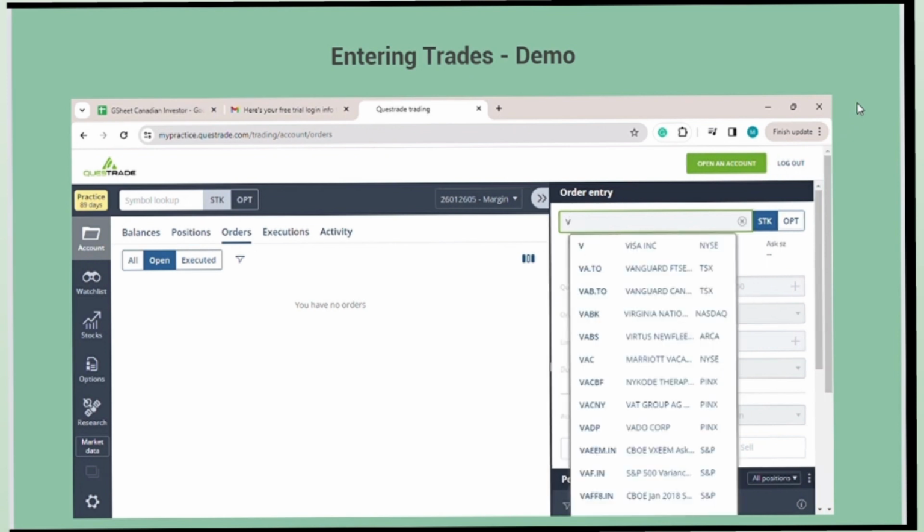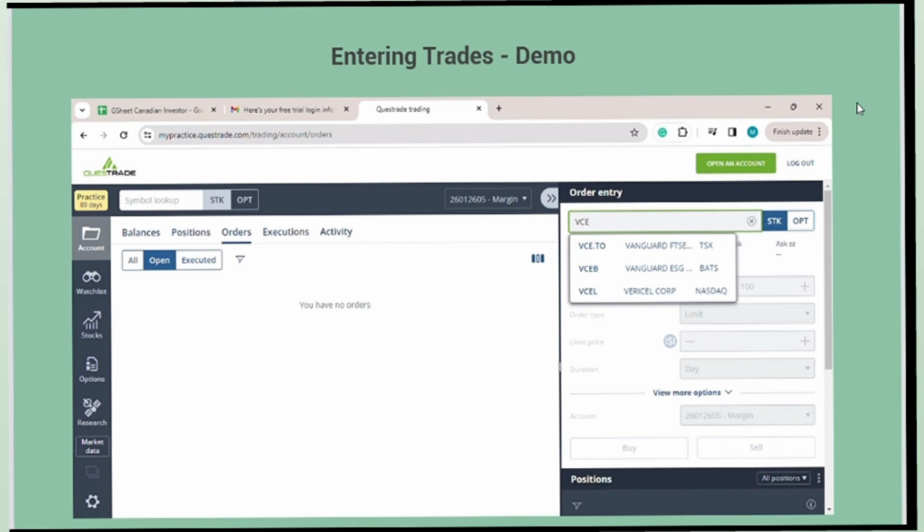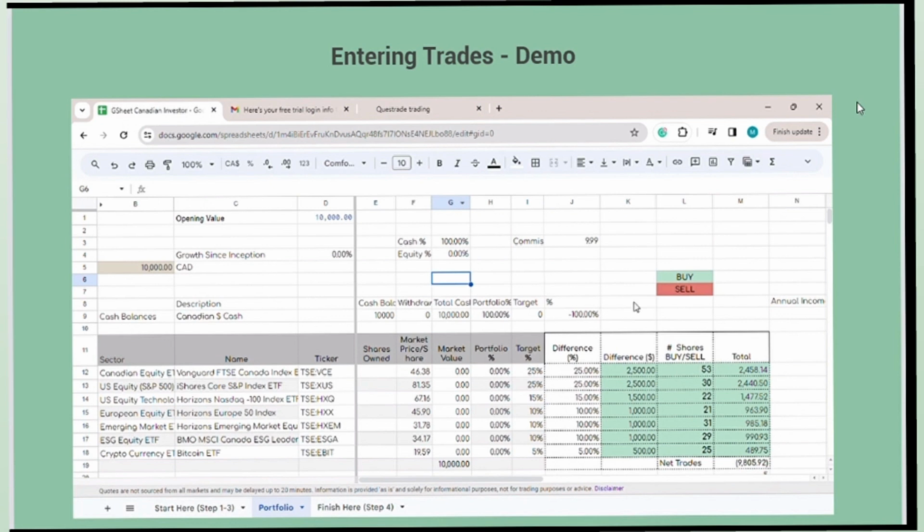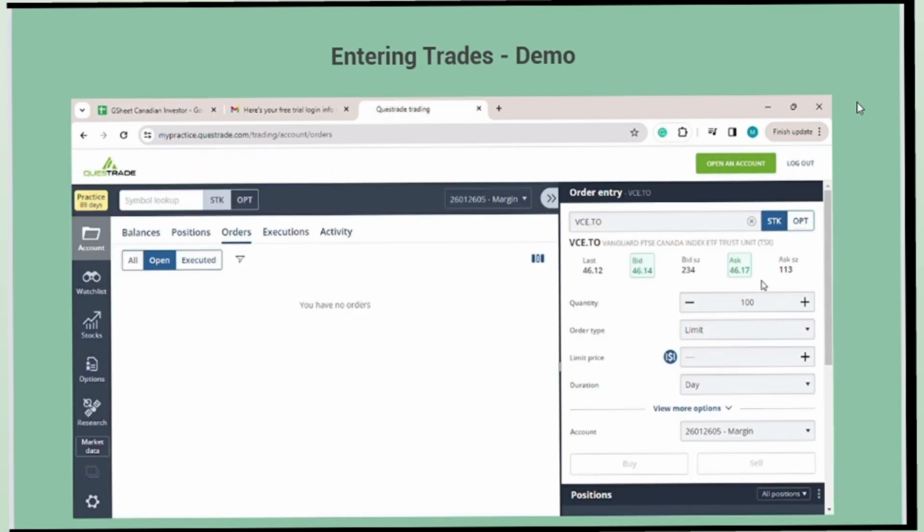To place the trade, enter the symbol, aka ticker, for the first ETF. So, I am going to search for VCE, and I will select the Vanguard FTSE Index ETF. Referring back to the spreadsheet, we are buying 53 shares. And I am going to change it to a market order. A market order means you will pay the price it's trading for. A limit order is when you set a price, but we don't have to worry about that today.